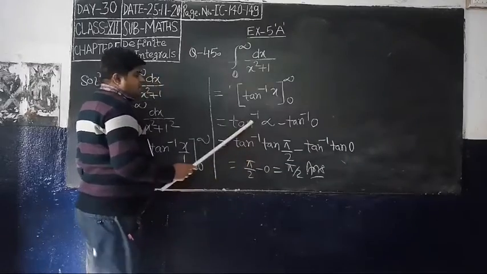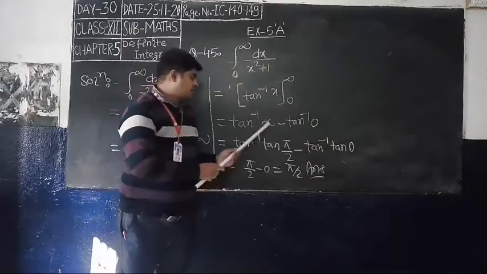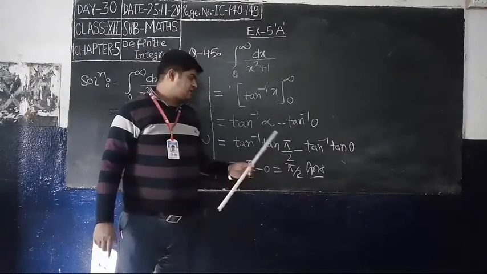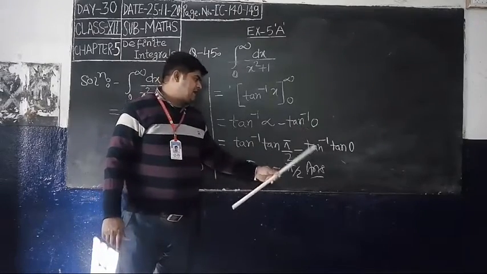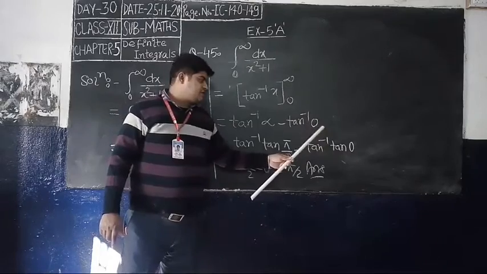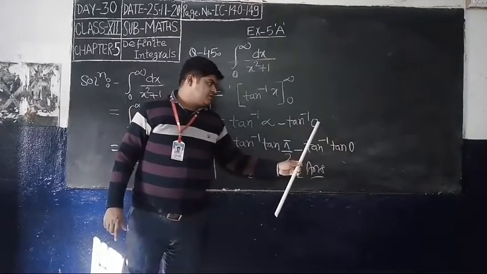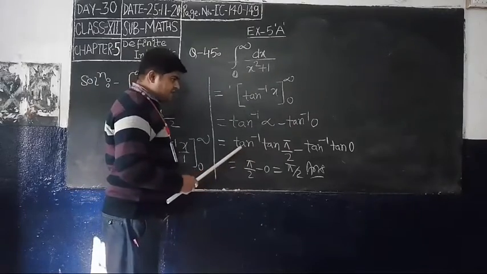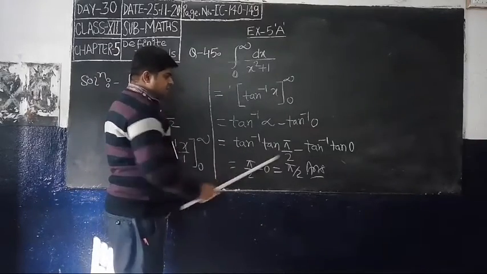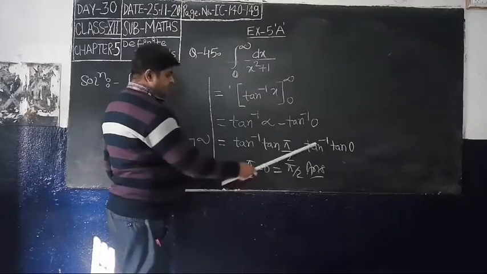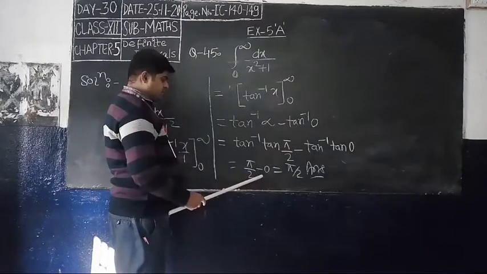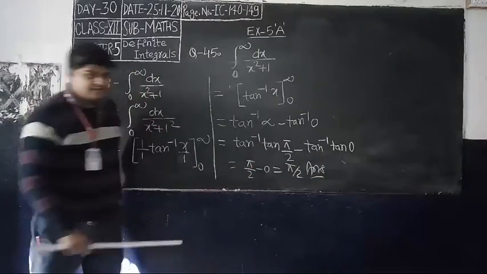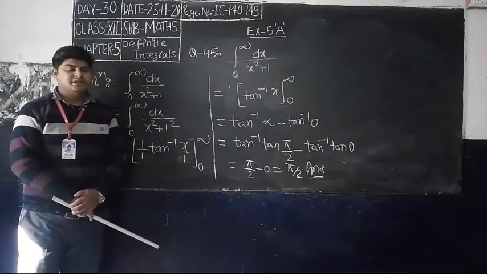Okay, now put the value of infinity: tan inverse infinity minus tan inverse 0. Now tan inverse infinity value is pi by 2, minus tan inverse tan 0, which is equal to 0. So you will put 0 instead of tan 0. Tan inverse tan cancels out, it becomes 0. So your answer is pi by 2. This is your answer. Now student, let us see the next question.